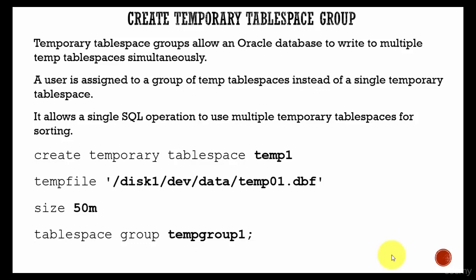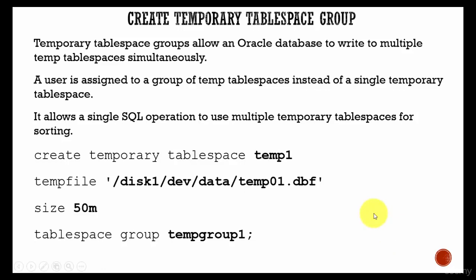Why do we need to create a temporary tablespace group? By creating a temporary tablespace group, it allows multiple default temporary tablespaces to be specified at the database level. It also allows the user to use multiple tablespaces in different sessions at the same time. It also allows a single SQL statement to use multiple temporary tablespaces for sorting. That's good, right? Instead of all the users competing for one temporary tablespace and leading to congestion, if you have a group of tablespaces, this congestion is reduced. Yes, that's the basic idea of creating the temporary tablespace group.